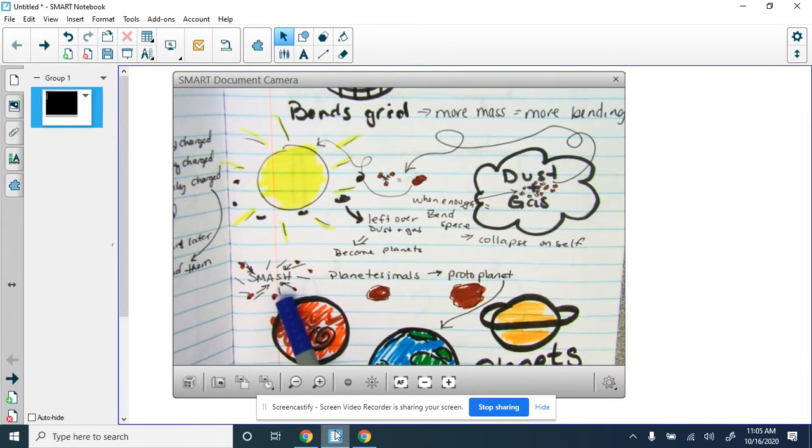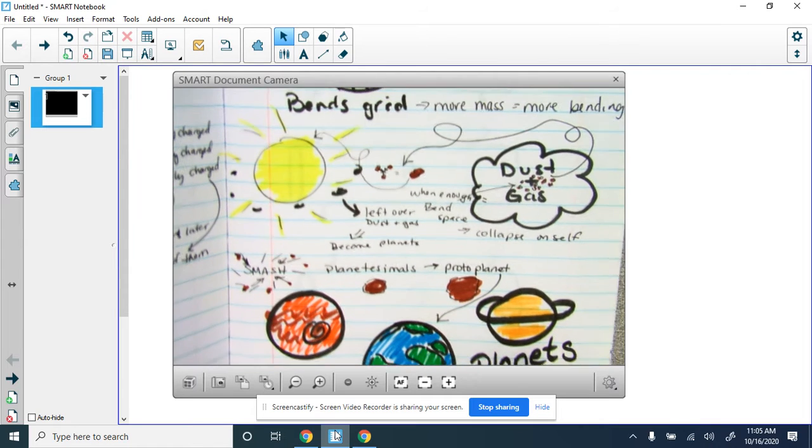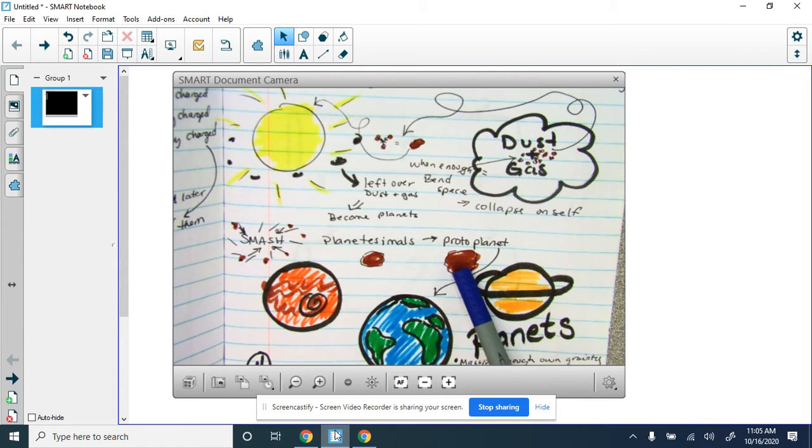So when they smash into each other, they first form the planetesimals. So they're smaller versions, they're just objects, like bigger versions of dust and gas particles put together. Then they continue to collide into each other, and they become protoplanets. They're very close to planet size, but they're not a sphere yet. The gravity did not pull it into a circle yet. But when some more of the dust and gas continue to collide together, eventually we will get our planets.